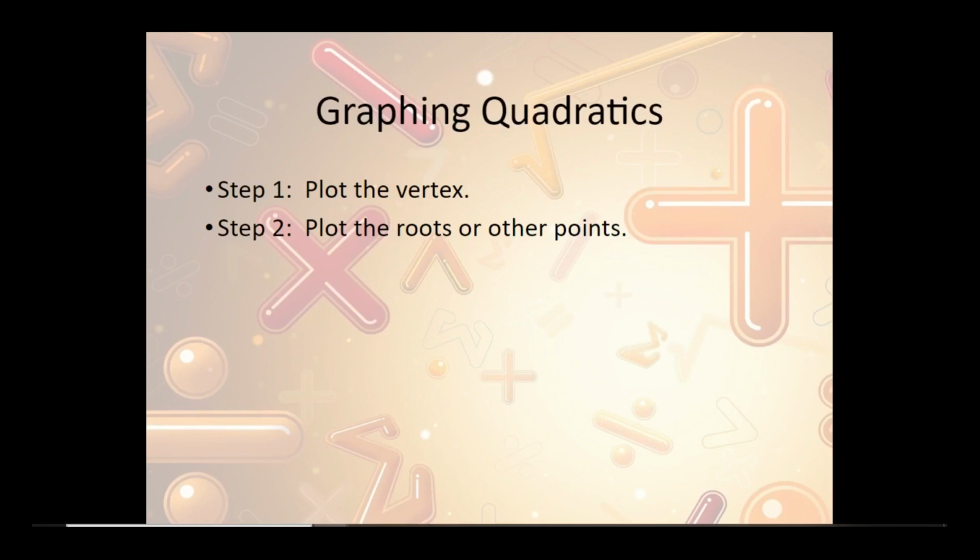Notice that it should be reflected. So whatever point I have on one side, I can just copy it to the other side. I don't actually have to solve for it anymore. Then I just connect the dots and form my U shape.